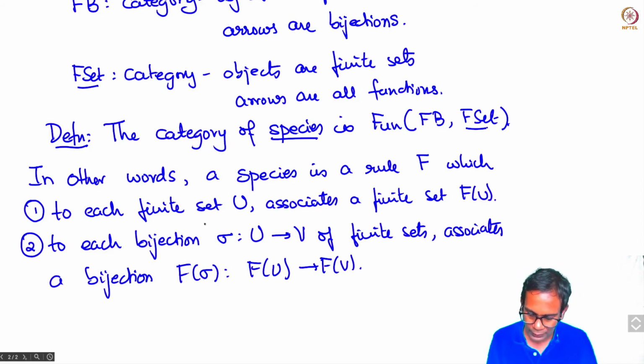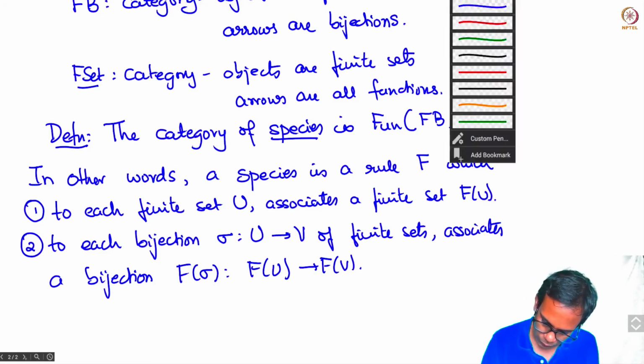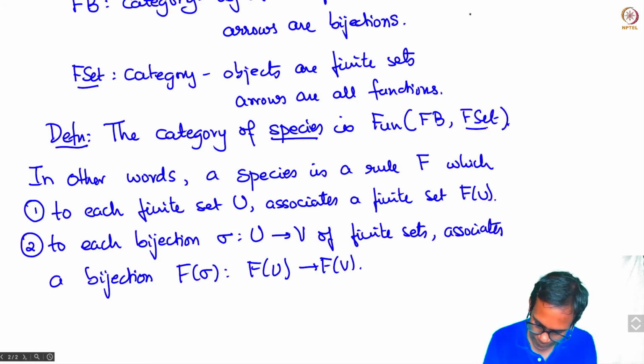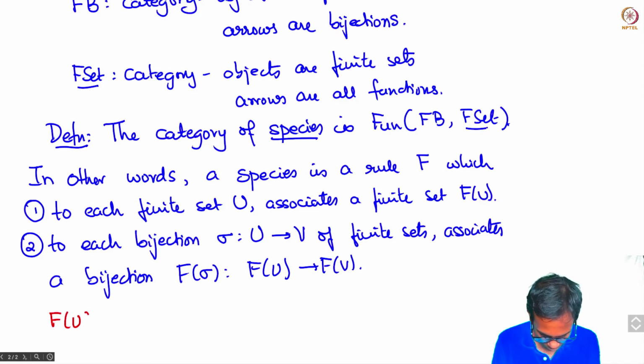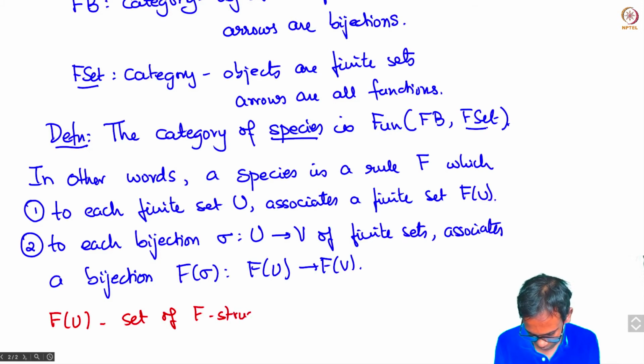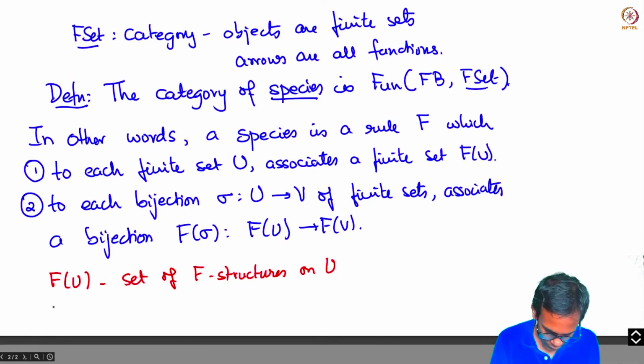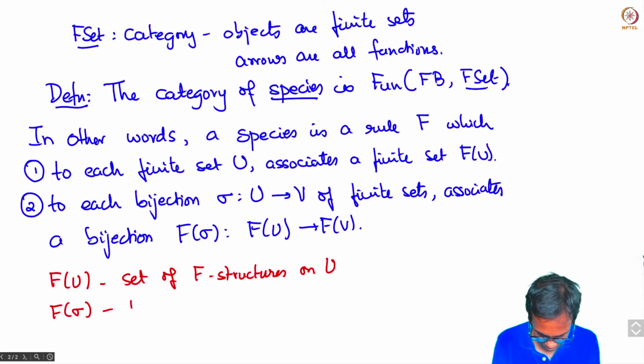And what we should think of this F as is a way of putting a certain structure on U. So the set F of U will be all the different ways of putting a certain structure on U, and this F sigma will be called transport of structure. So I'll give you examples where it will be clearer what this means. So F U will be the set of F-structures on U, and F sigma is called transport of structure.